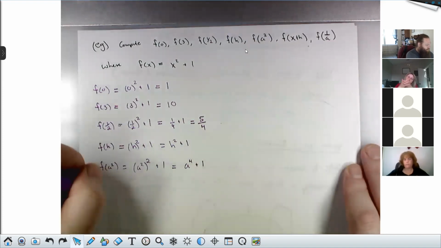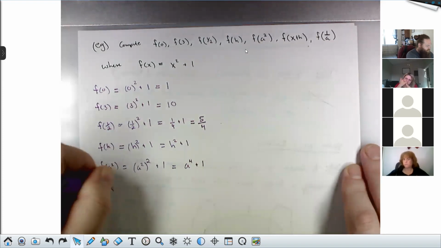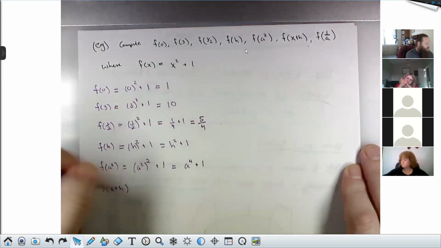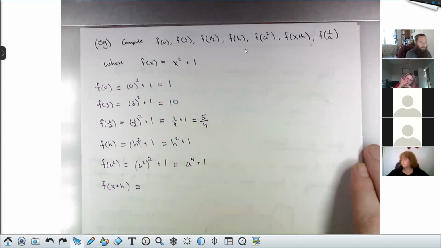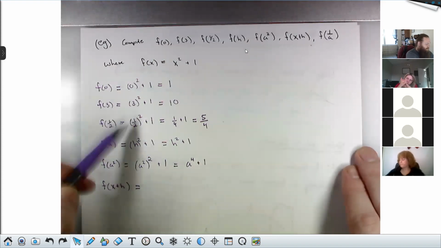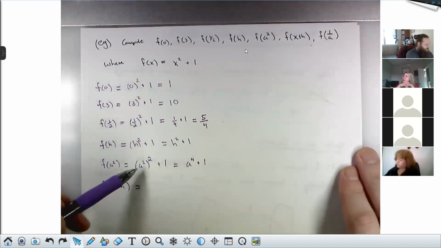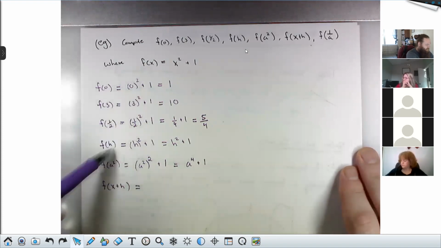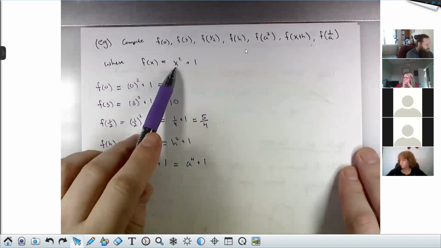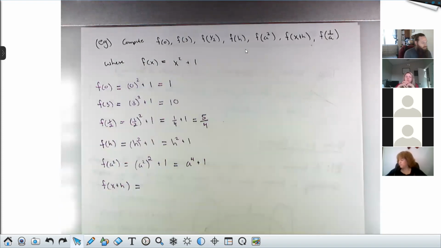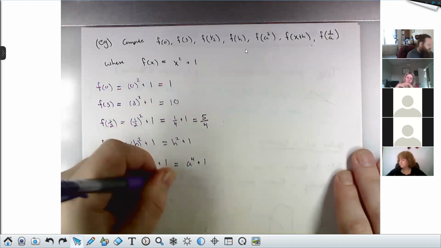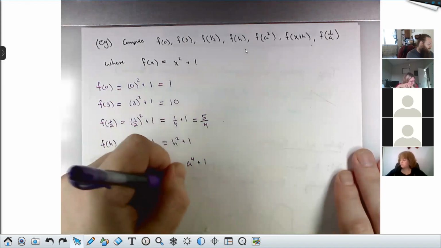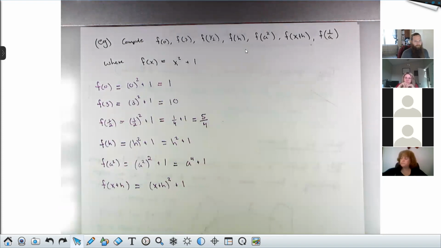And f of x plus h, this is one that can give folks some trouble, but you just follow the same exact thing, right? Whatever is inside the parentheses here, you want to replace x with that, and you want to do so in parens. So this is parentheses x plus h squared plus 1, like this.